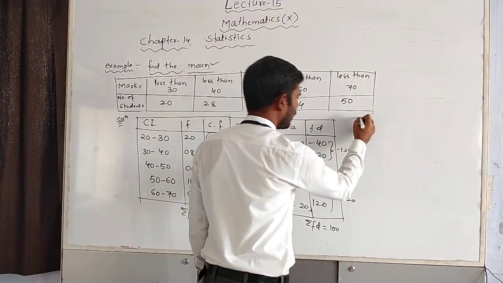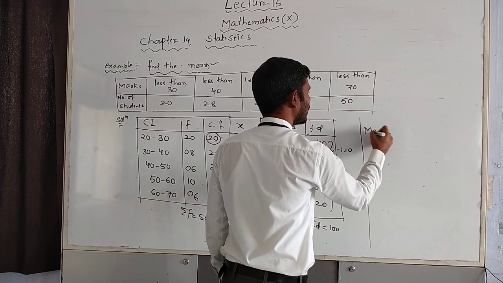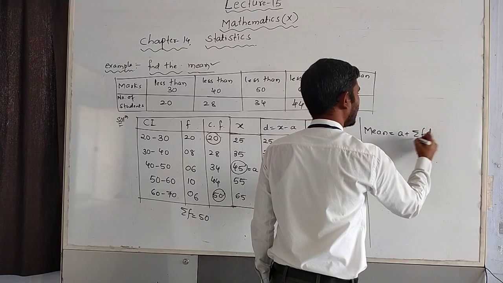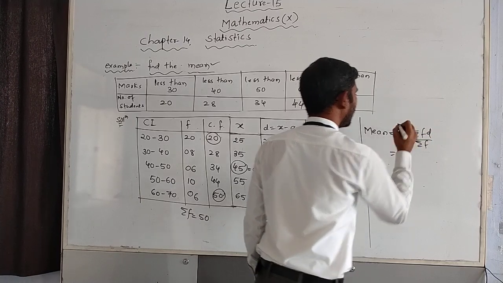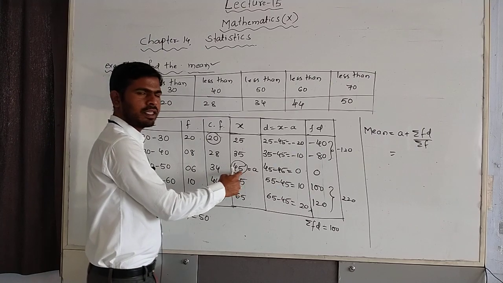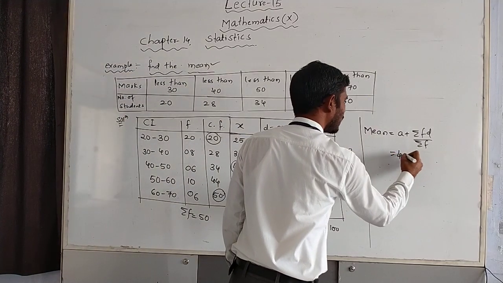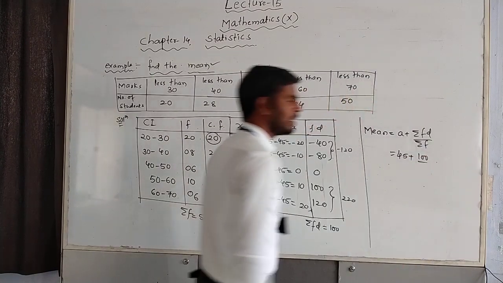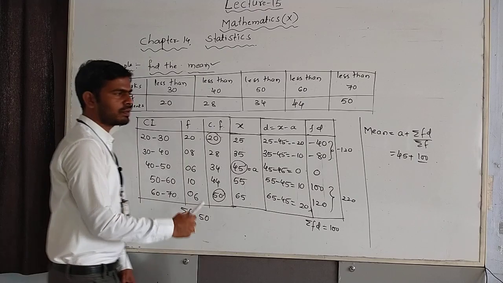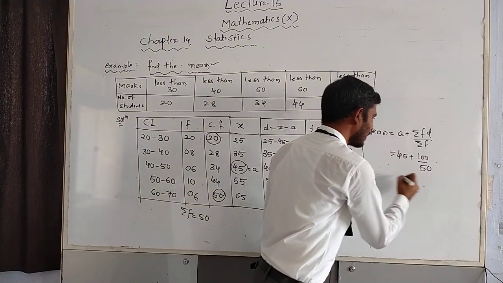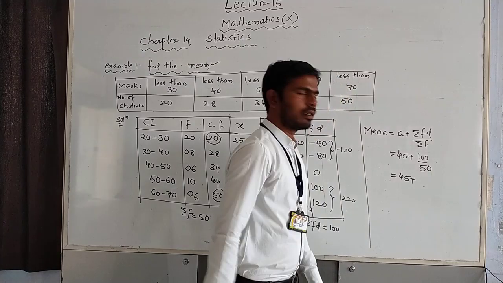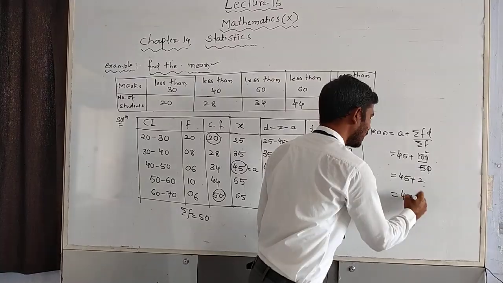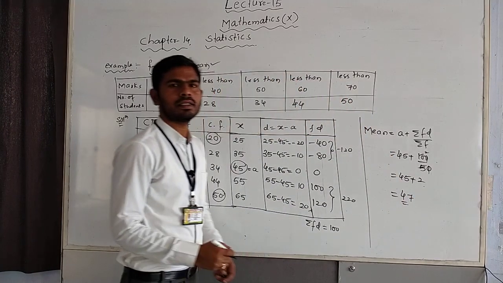Next you have to use the formula. Mean formula is mean equal to A plus sigma FD divided by sigma F. The A value I consider here is A equal to 45. So substitute the A value, 45 plus sigma FD, total sigma FD is 100. Next one is sigma F, summation of F is 50. So I have to write here 50. Next 45 keep as it is. So 0 0 get cancelled, 5 1s are 5, 5 2s equal to 47. So mean of the data is 47.